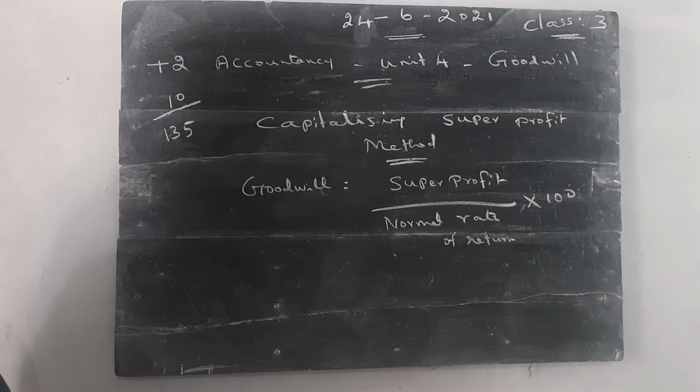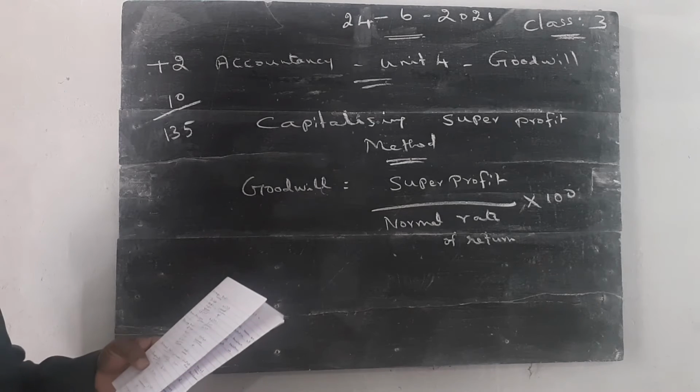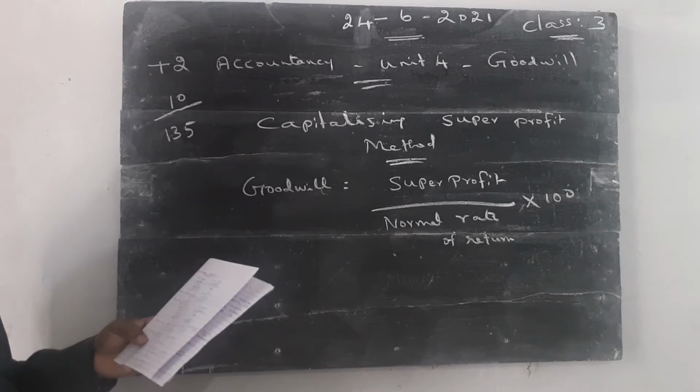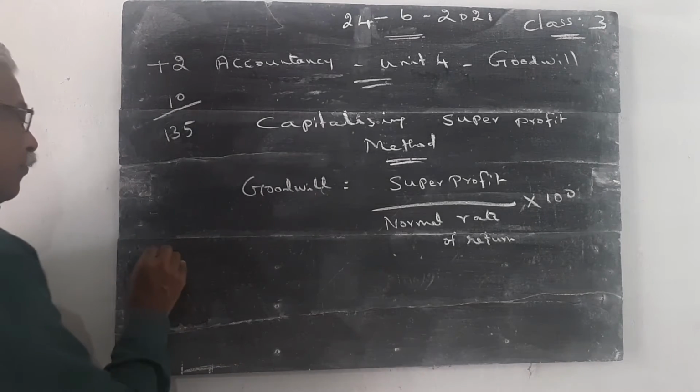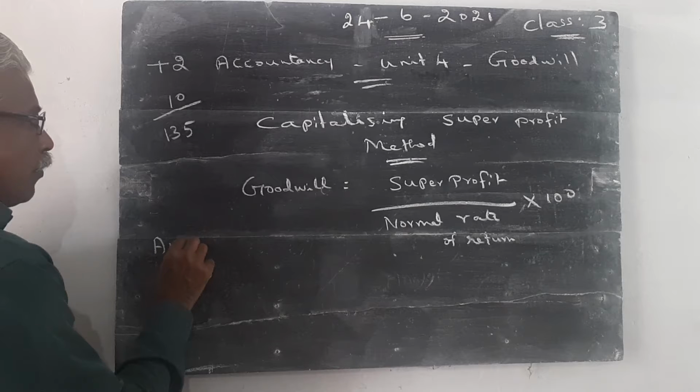Then in this question, the average profit is given. Normal profit we have to calculate. Everything we have to calculate. First, we have to calculate average profit.